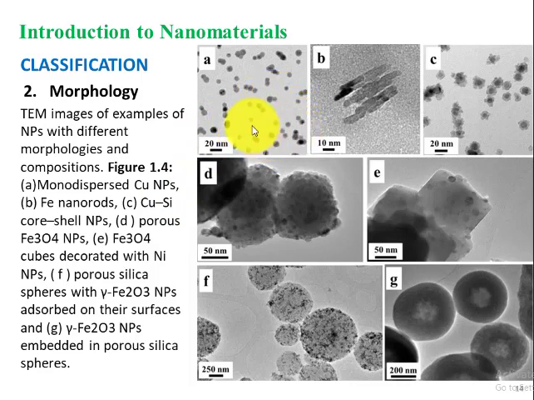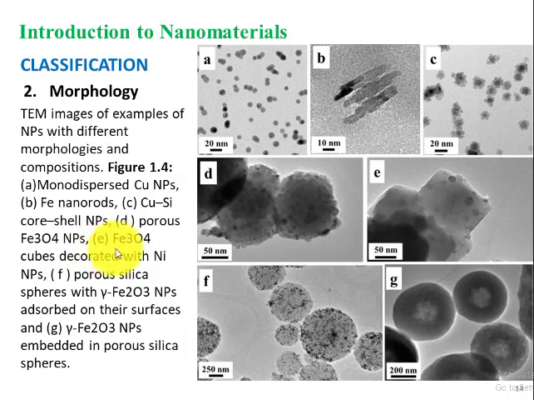These particles are very small in size. Figure B represents iron nanoroids, and similarly in figure C it can be seen copper silicon core shell nanoparticles. Core shell nanoparticles will be described later. Similarly, in figure D, porous iron oxide nanoparticles.